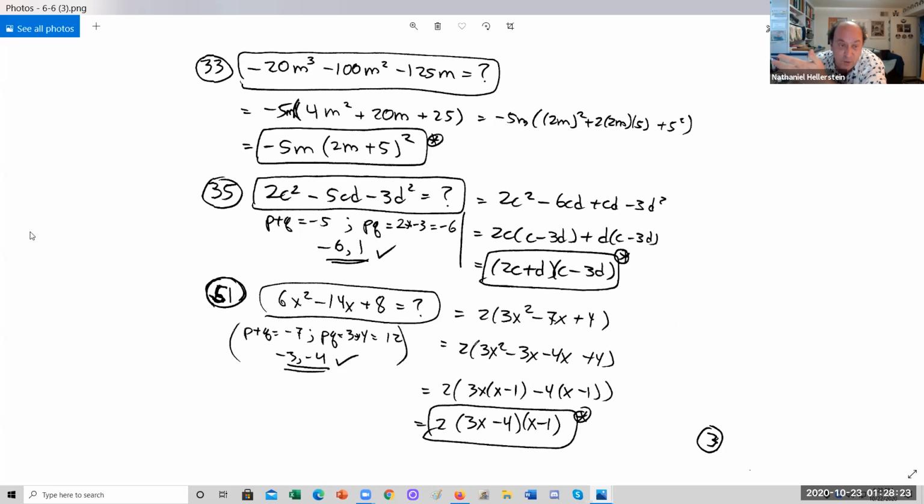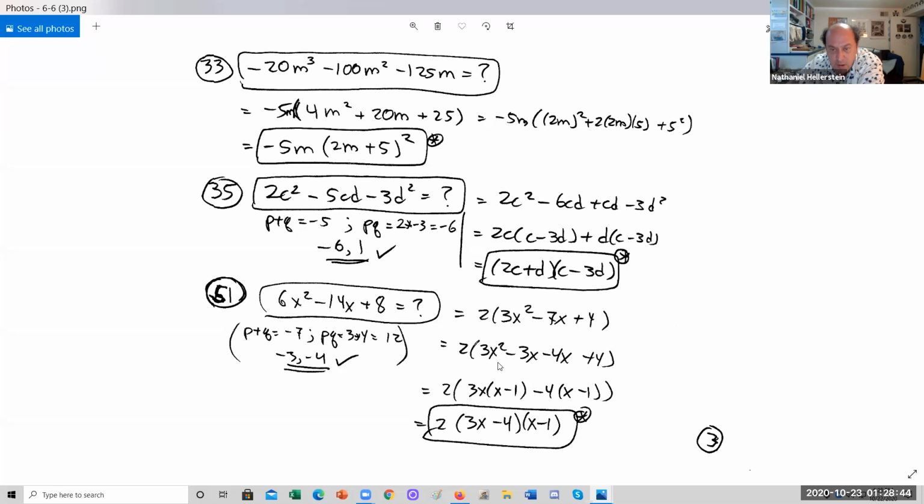In the previous section, I went through a whole table of factors of 12, but that's not necessary now. I'll assume that you will do that on your own. So, okay, negative 3 and negative 4. So, negative 7x is minus 3x minus 4x. So, 2 times 3x squared minus 3x minus 4x plus 4.